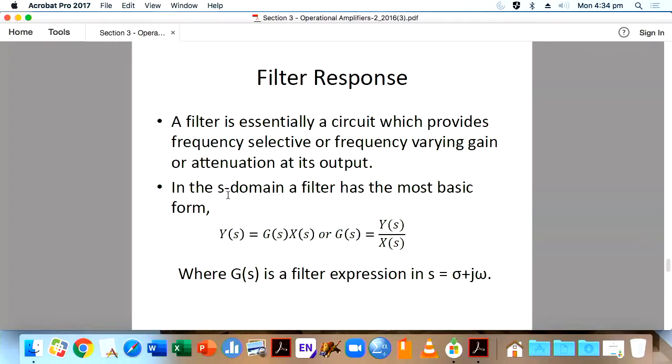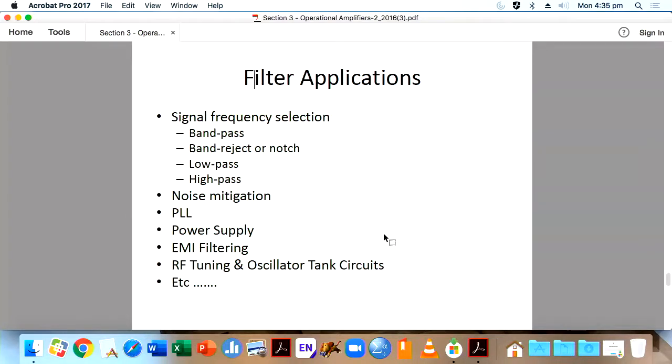In the S domain, if you like maths, a filter has the basic form Y(s) = G(s) X(s), or G(s) = Y(s)/X(s). You might have learned in signal processing, where G(s) is a filter expression in s, where s equals sigma plus j omega. Omega is the frequency. If you are interested in maths, but we will be looking at it from the electronics point of view.